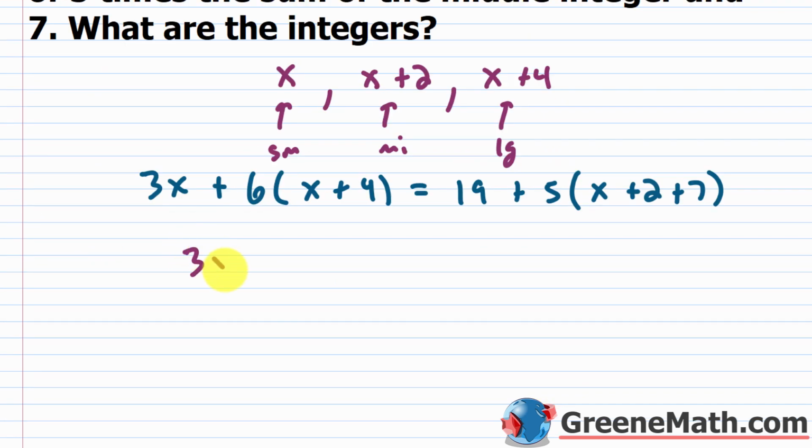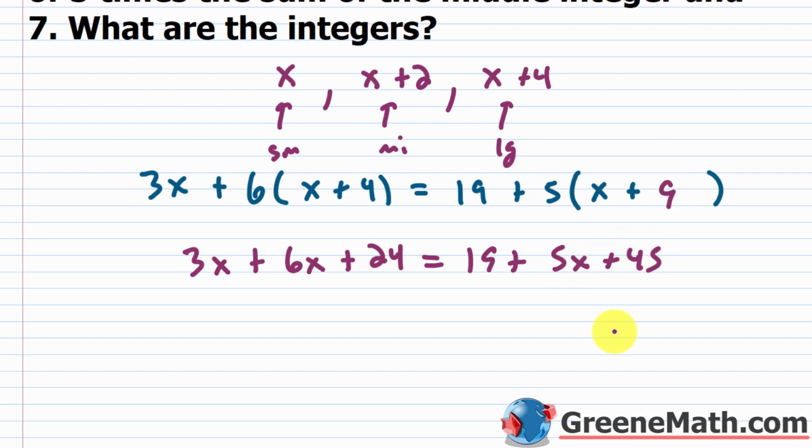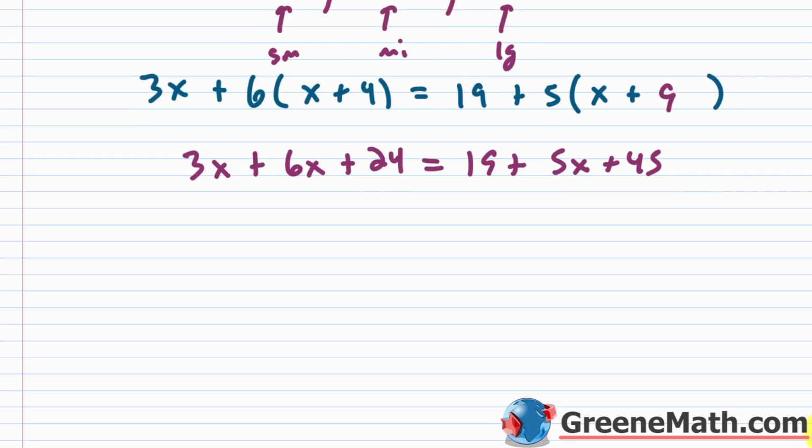So we have 3x plus, this would be 6x plus 24 is equal to 19 plus 2 plus 7 on the inside of here is going to be 9. And so we'll say this is 5x plus 45. Okay, so just cleaning up here, on the left-hand side, we know that 3x plus 6x would be 9x. So this is 9x and then plus 24. And this equals, over here, 19 plus 45 is going to be 64. So this is 5x plus 64.